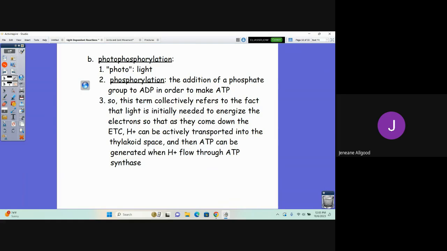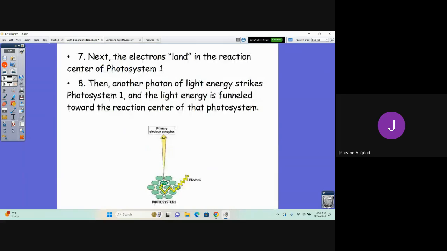All right, so that's kind of just an aside, like underneath chemiosmosis. Make sure everybody's got that. All right, so now that we've talked about chemiosmosis, now we can talk about those electrons eventually landing in the reaction center of photosystem 1.